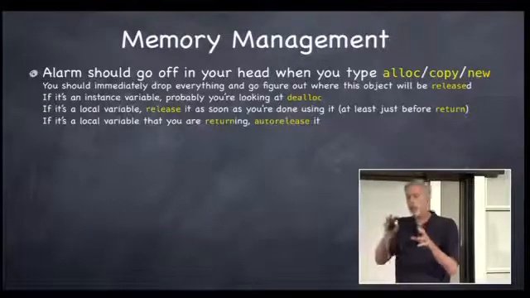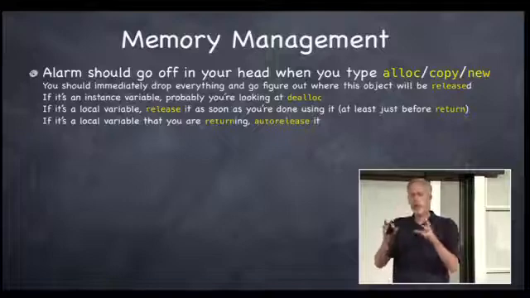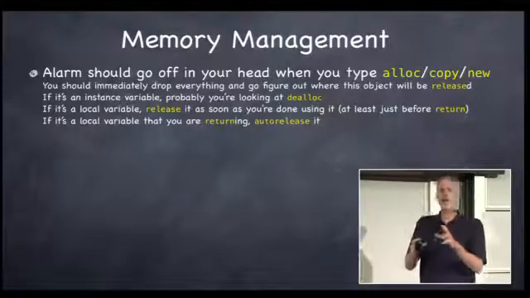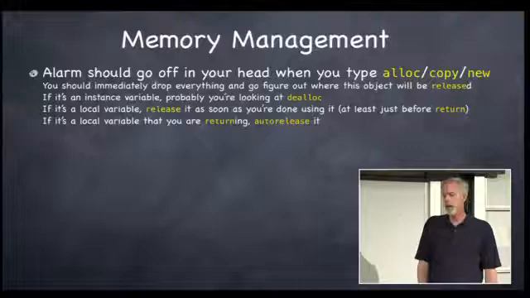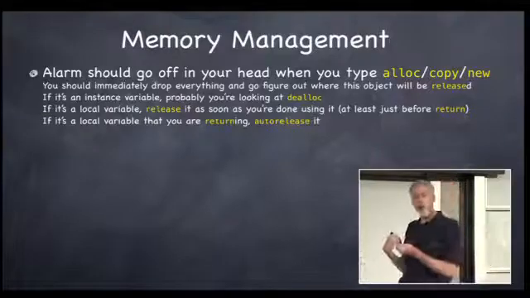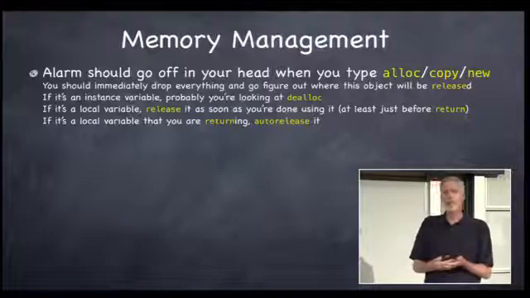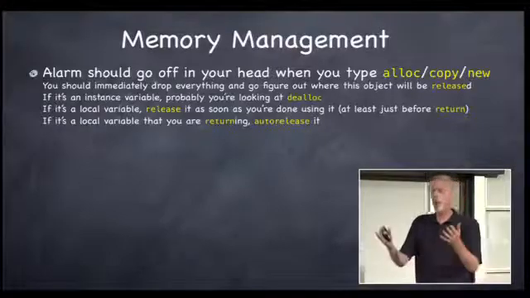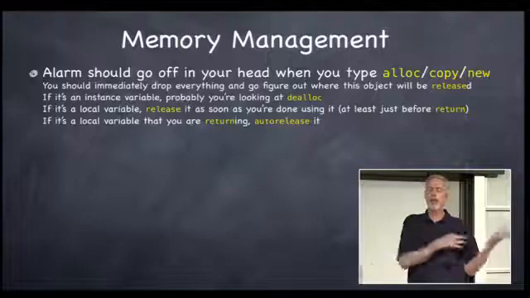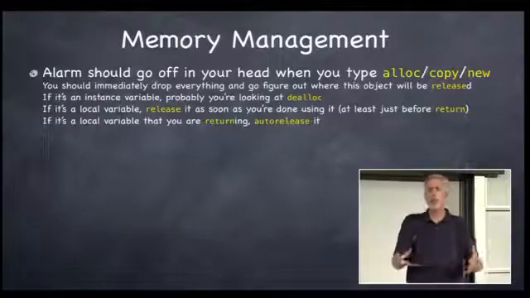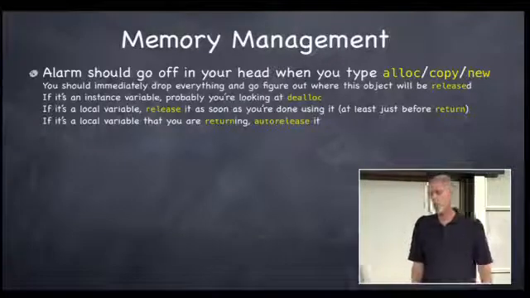So just put it in there somewhere. Even if you haven't written the rest of the method, just put it there so you remember that you've got to release this thing before this method returns. If it's a local variable that you're returning, it's the return value, then you've got to auto-release it, right? We know about that because we're giving it away. We need to release it, but we have to delay our release of it until the person we're returning to has a chance to retain it if they want.